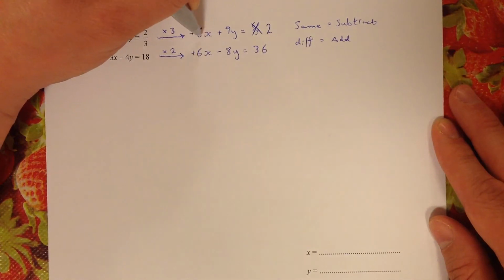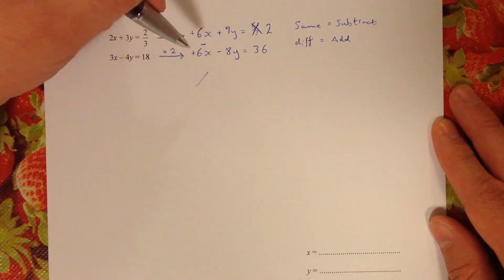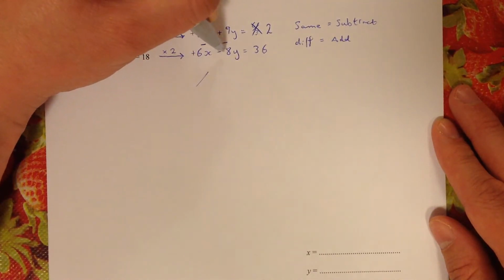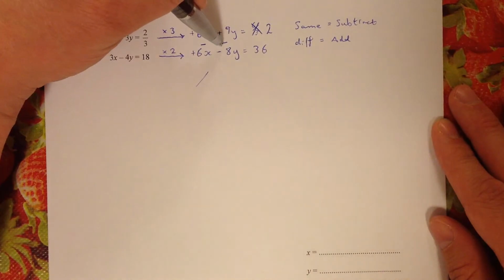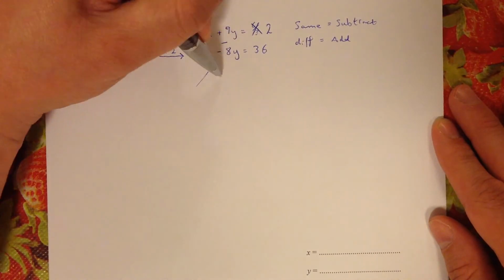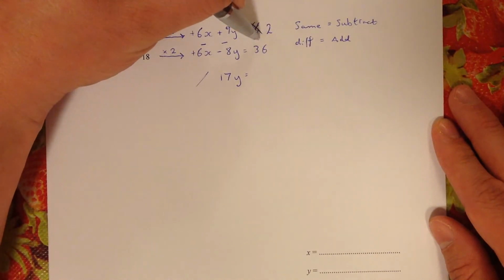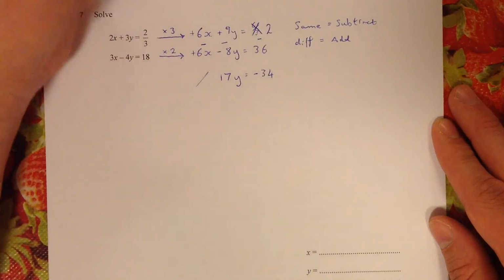So I'm now going to do 6x minus 6x, well that leaves me nothing, it's eliminated. I'm going to have 9y minus 8y, so let's be really careful there. So we've got 9y, so we're starting at positive 9 on our number line, and then we're going to minus, and we know a minus and a minus actually makes a plus. So we've got 9 plus 8, so the overall effect is positive 17y, and then we've got 2 minus 36, which takes us down to minus 34 on our number line.